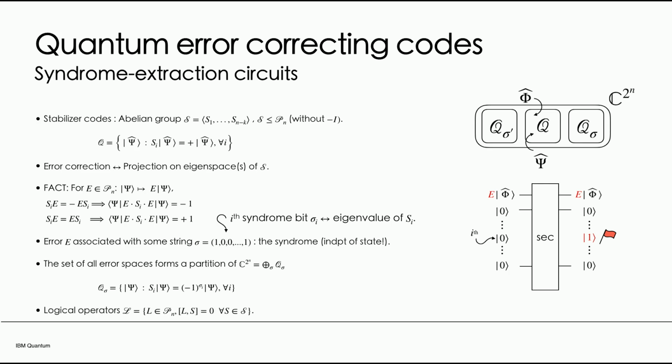And what's a logical operator? A logical operator, as we said, is one that maps you from one code state to a distinct code state. Equivalently, it's an undetectable error. It's something that you don't want happening. These are the set of operators that commute with all of your generators. If they commute with all of your generators, then you can't see them using the syndrome extraction circuit, and so this error is going to go undetected.